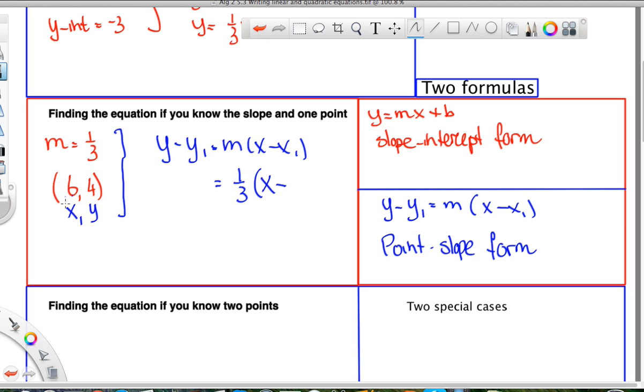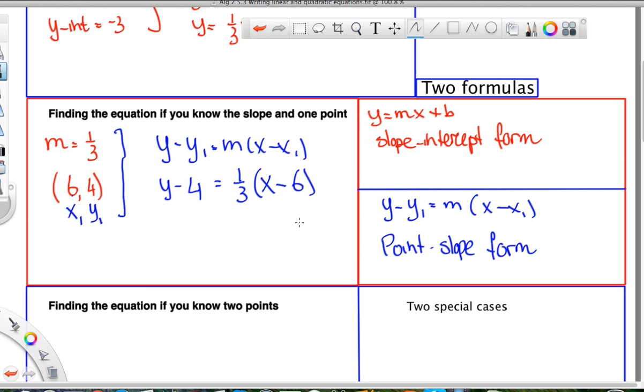Well, the x1 is the value that you're given. It's the point that you're given. So x minus 6. And then over here it will be y minus, so now this 4 is that y1, so y minus 4. And I would be okay if you left that. So if you use this form, you don't have to multiply anything out. You don't have to solve. You get to leave it like this.